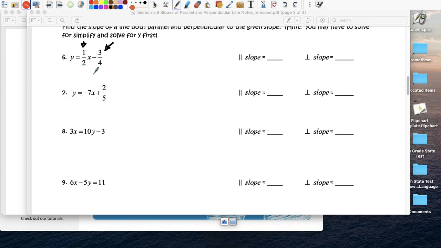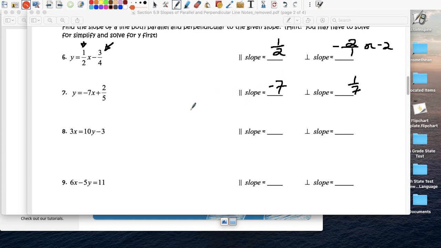So, 6. Here's an equation. The slope is a half. The y-intercept is negative 3/4. So if you created another line that's parallel to that one, what would be the slope? Well, the slope would also be a half. What if you created a line that is perpendicular to number 6? Well, then the slope would be the reciprocal and negative, or just better yet, negative 2. For number 7, the slope is negative 7, so any line that's parallel to that one would also share the same slope. But any line that's perpendicular to this one, the slope would be 1 over 7, and instead of negative, it would be positive.